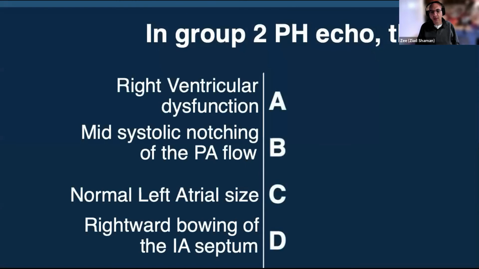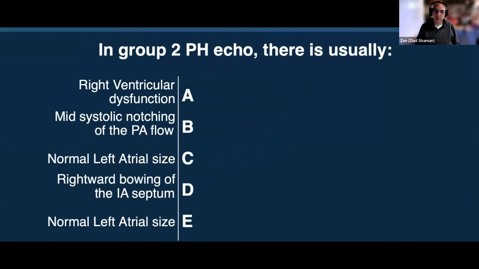Okay, so one more question. In group 2 pulmonary hypertension, echo, there usually is which of these? Which of these do you expect to see in a group 2 pulmonary hypertension?